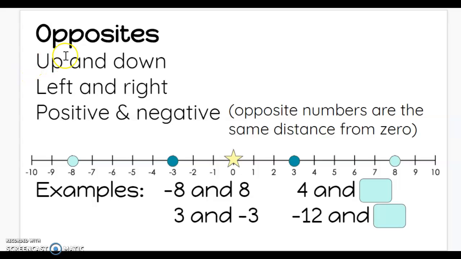On this next slide, I want to remind you that opposites go left or right or up and down. So the opposite of -3 would be +3. The opposite of -8 would be +8. So you're going to find the opposite of 4 and the opposite of -12, and you're going to stick them in these respective boxes.